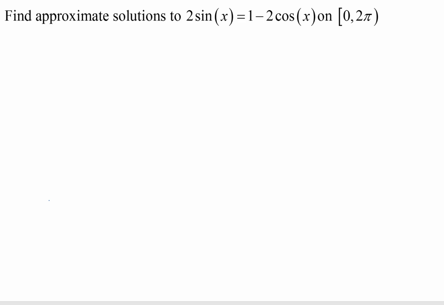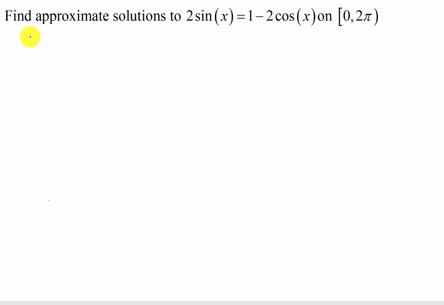So we want to find approximate solutions to 2 sine x equals 1 minus 2 cosine x on the interval from 0 to 2 pi. Well, looking at this, I've got a sine x term and a cosine x term, and I don't have an identity to connect those. I do have an identity so I could substitute if they were squared, but they're not.